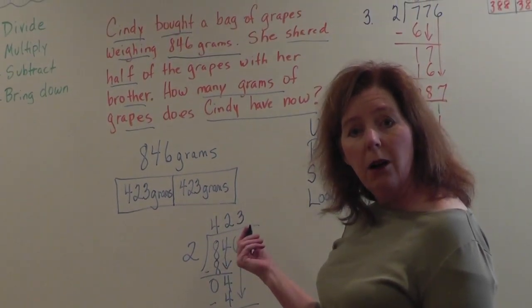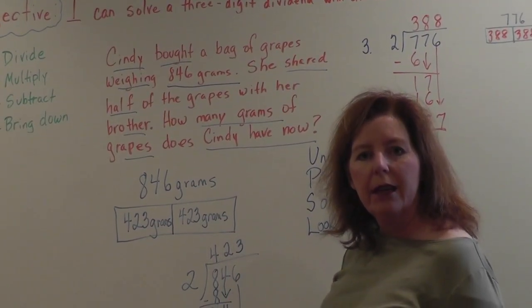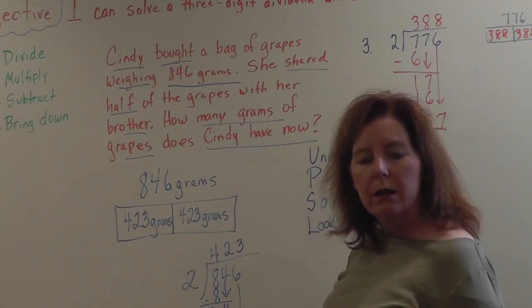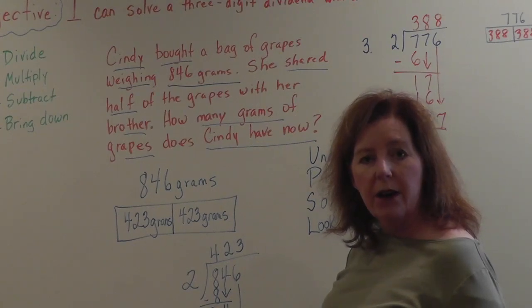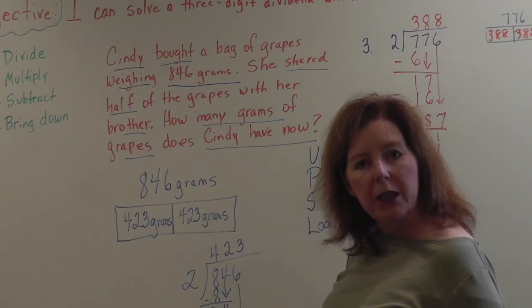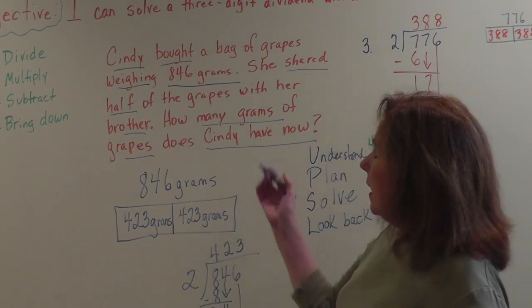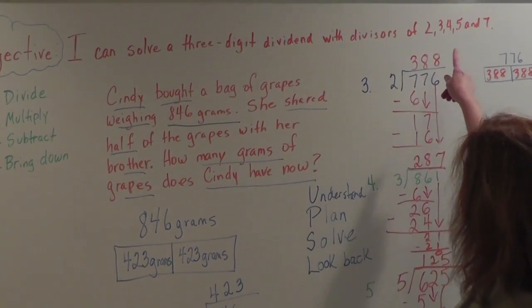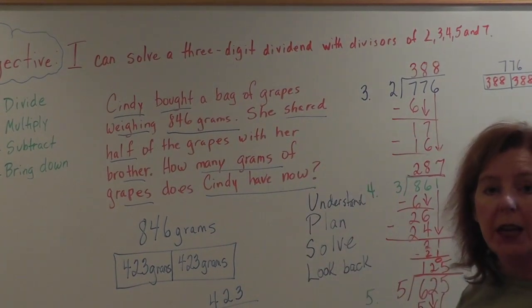So now what I want you to do is, I want you to think of a division word problem, sharing amongst friends, and dividing, and find the quotient. So today, our objective was I can solve a 3-digit dividend with divisors of 2, 3, 4, 5, and 7. So that was our objective today.